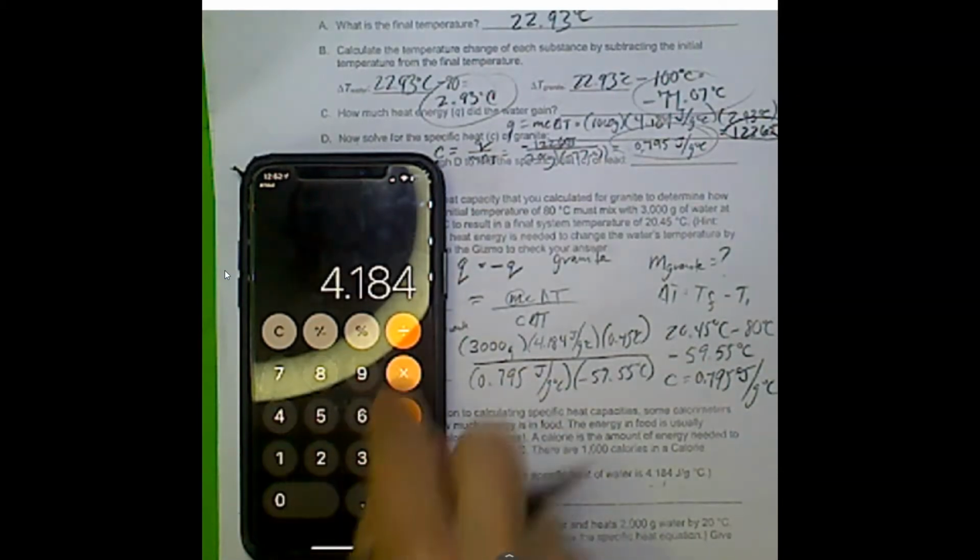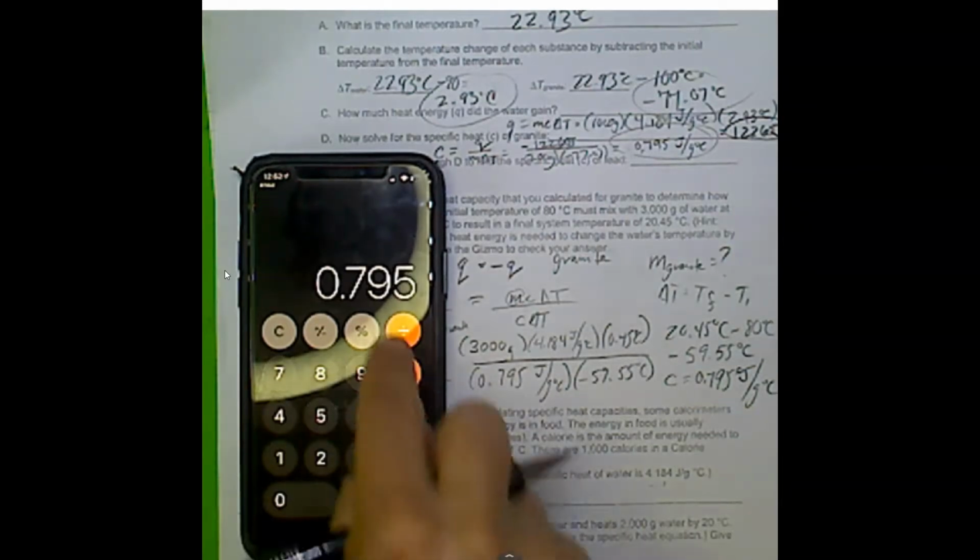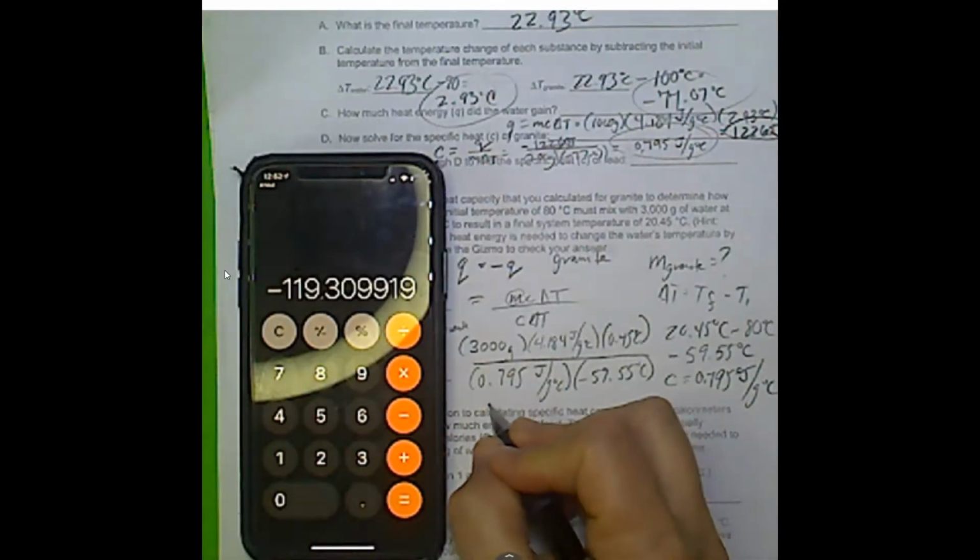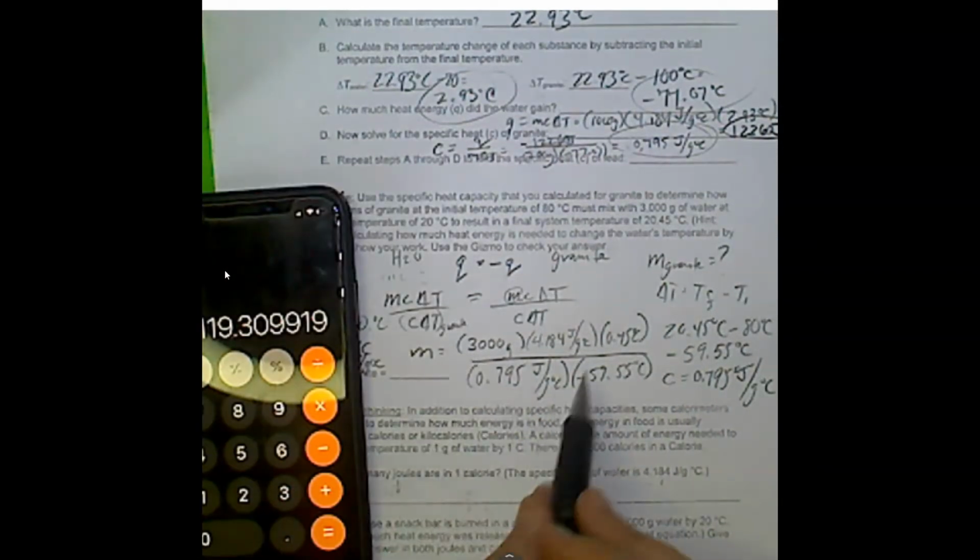And we get 3,000 times 4.184 times 0.45 equals, divided by 0.795 divided by a negative 59.55. And we get that it lost, well, is that possible? Where's our negative here? We should have a negative around here somewhere. We can't have a negative mass. What's the negative I'm missing here?